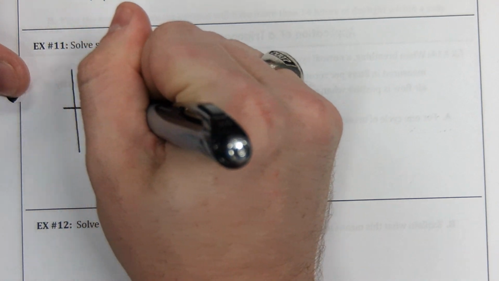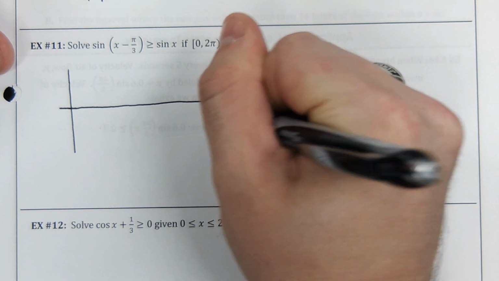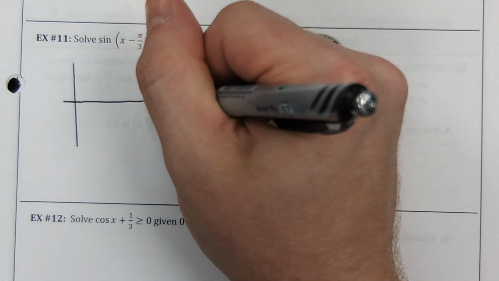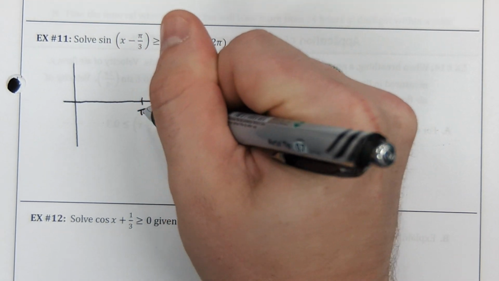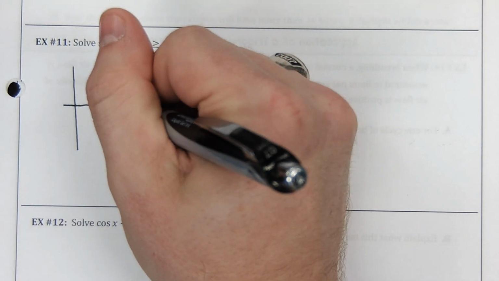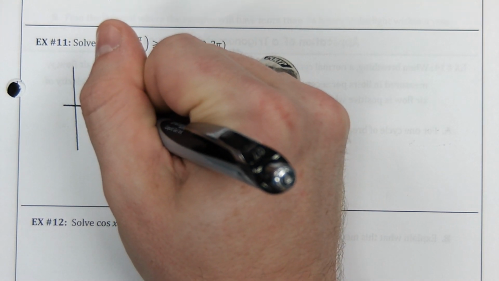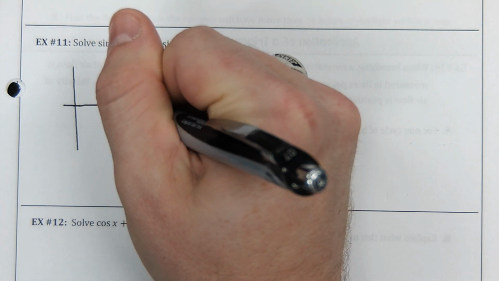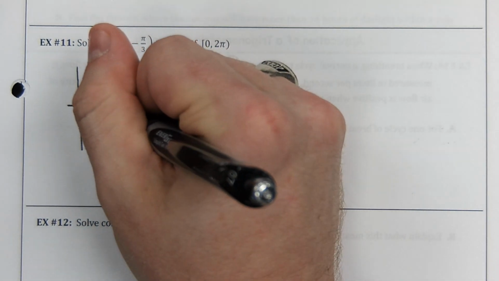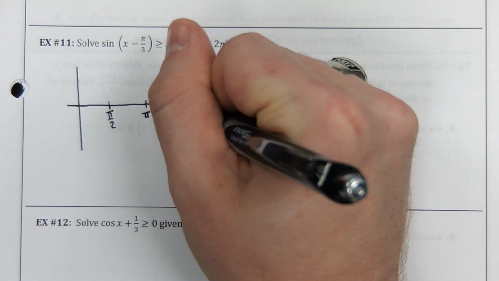And I'm only supposed to go out to 2 pi. So here will be my 2 pi, which, by the way, would have been 12 pi over 6. I'm going to break my 2 pi in half. This would have been 6 pi over 6. I break that in half. This would be 3 pi over 6, which is pi over 2. Okay? Did I do that right? Yes. And this would have been 3 pi over 2, which is 9 pi over 6.